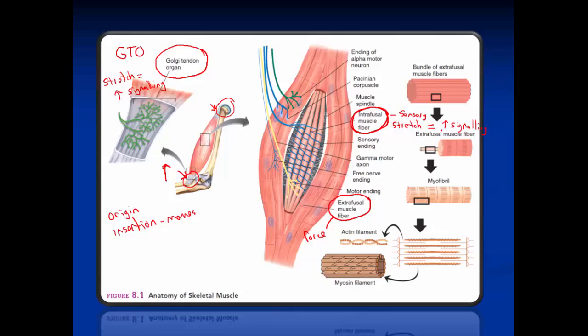Now, when I relax my arm, the muscle is starting to stretch. These intrafusal muscle fibers stretch, and that's going to cause them to be stimulated. Okay, so I'll get that increased signaling.